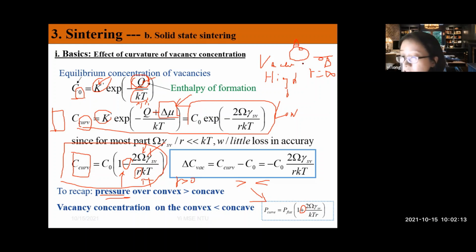Since we already said that if R is larger than 0, your C curve is less than C naught, correct? Which means this is flat, this is convex. So your vacancy is going to move from the flat surface to the convex. So Lida, you're correct. Very good. Okay. So how can we understand this one?